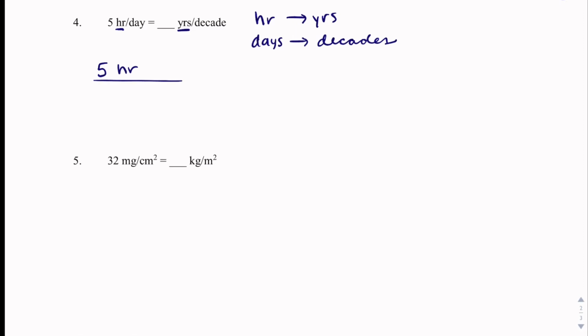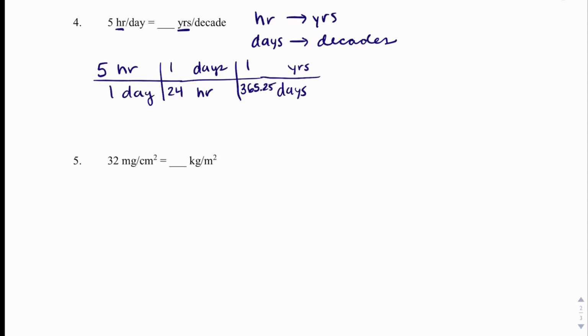We have 5 hours for every 1 day. So hours to years. I don't know how many hours are in a year, so I'm going to build it up. I know hours to days, maybe. And in one day, there's 24 hours. And then I'm going to go from days to years. I do know that. And I'm going to take into account leap years, which I know might be obnoxious, but just to get an accurate number, there's 365.25 days in every year. And now I've converted hours to years.